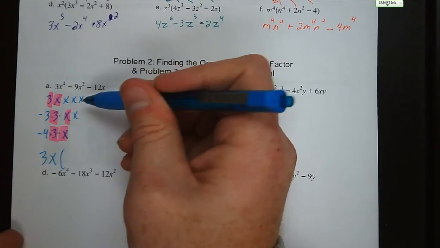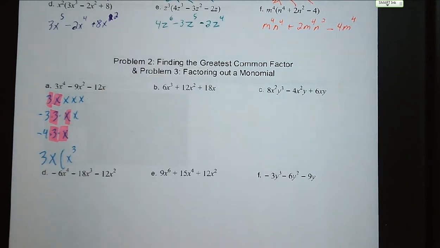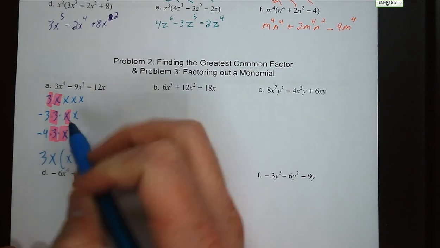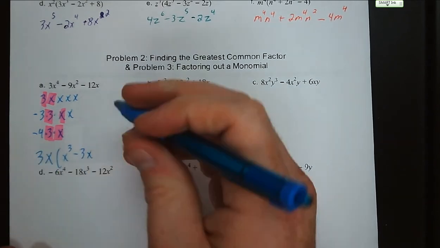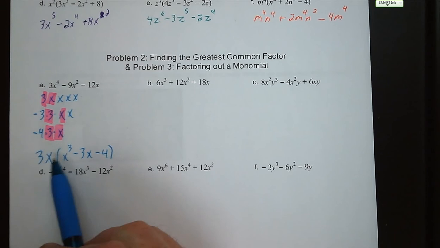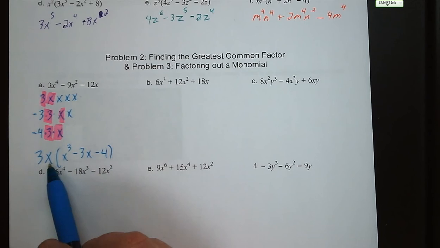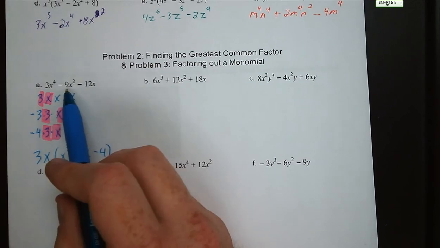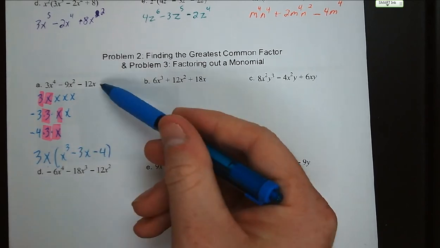So my first term was 3 x's, so that's going to be x to the third power. My second term, I have a negative 3 and an x left, so minus 3x. My third term just has a negative 4 left, so minus 4. Now, if we were to distribute and go backwards, we can check our work here. 3x times x cubed is going to be 3x to the fourth. That's what we have. 3x times negative 3x is negative 9x squared, which is what we have. And 3x times negative 4 is minus 12x, which is what we had.